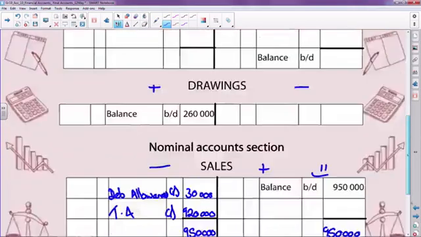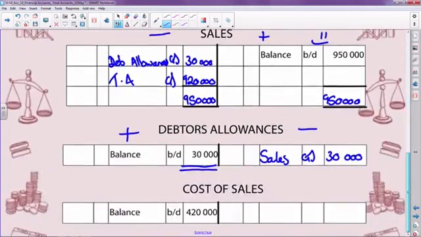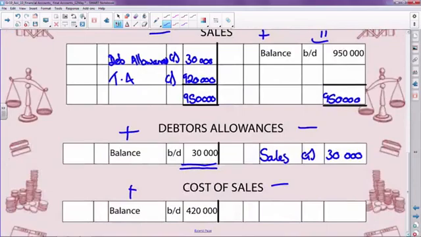Let's just move this down. There's your cost of sales. Remember, it's also a bad one for owner's equity. So your cost of sales for 20. What do I do? I take it to the trading account. Please don't abbreviate like I'm doing it. You need to write it out in full. How much is your cost of sales? 420.